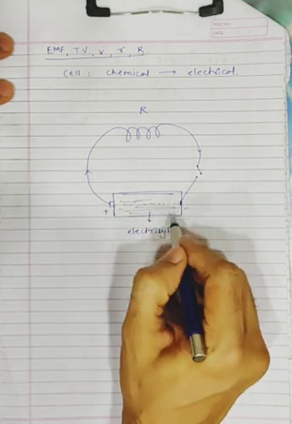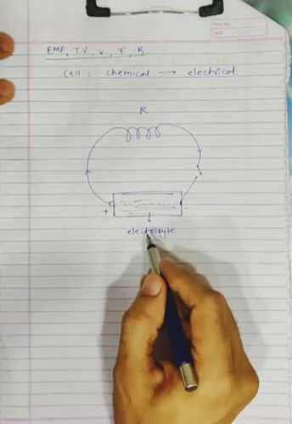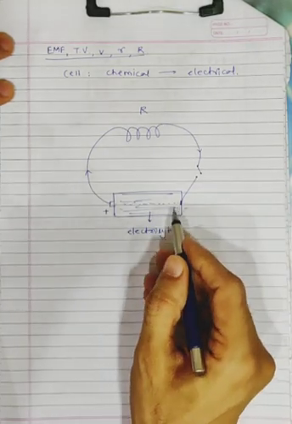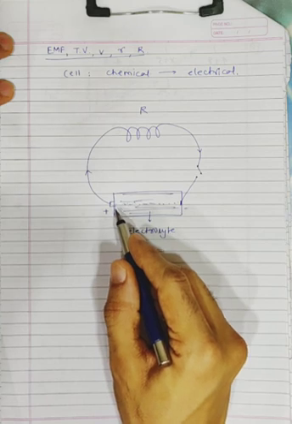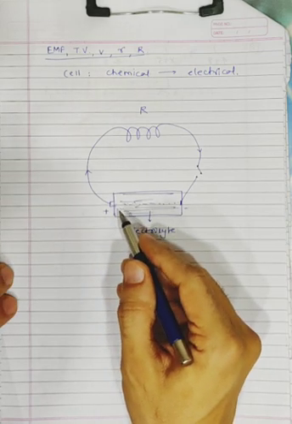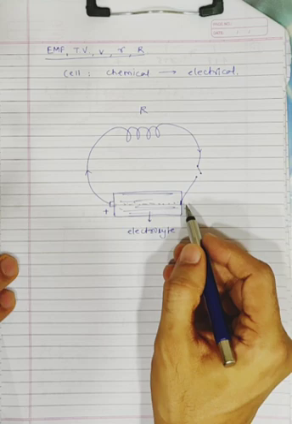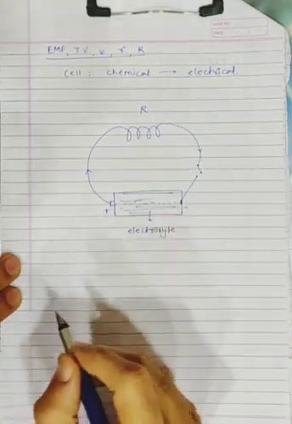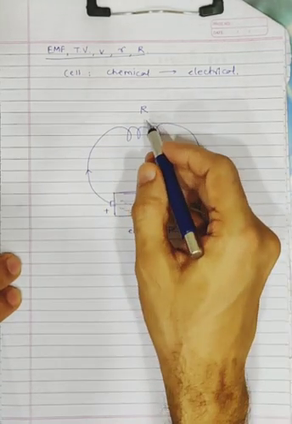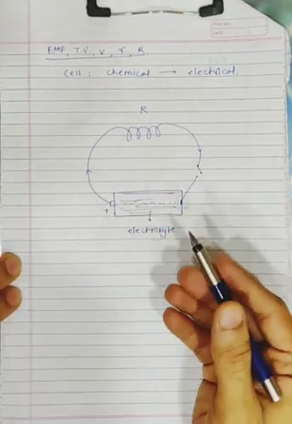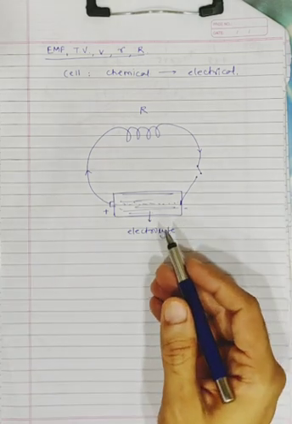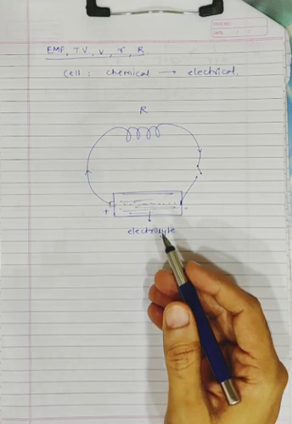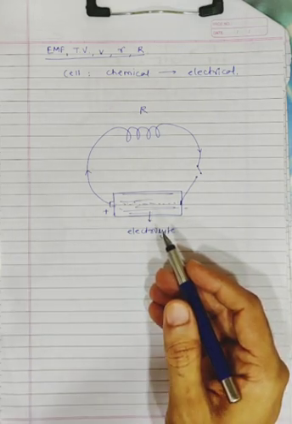Now who's offering the resistance inside this? It is an electrolyte that offers this resistance. There are two types of resistance: external resistance and internal resistance. External resistance means the resistance which is outside the cell. Internal resistance means the resistance which is inside the cell, offered by the electrolytes. That is called the internal resistance.